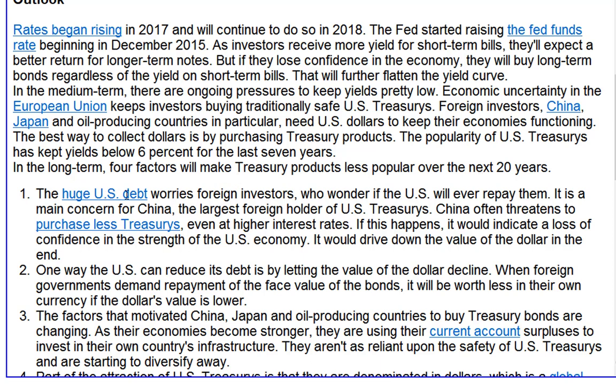The huge US debt, that's bad. One way the US can reduce its debt is by letting the dollar decline, okay? Foreign governments will pay it. Sorry, the alphabet. This is something like a factor, unless I'm stupid here.